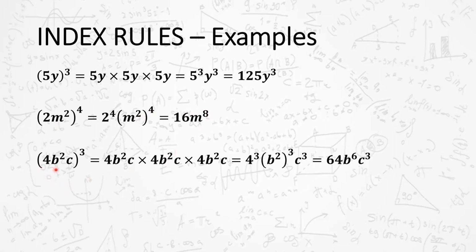Next, (4b^2c)^3, so you times 4b squared c, 3 times. Therefore, it's 4 to the power 3, which gives us 64. b to the power 2 to the power 3 gives us b to the power 6, using 2 times 3 gives us 6. Then lastly, c to the power 3. So the final answer is 64, b to the power 6, c to the power 3.